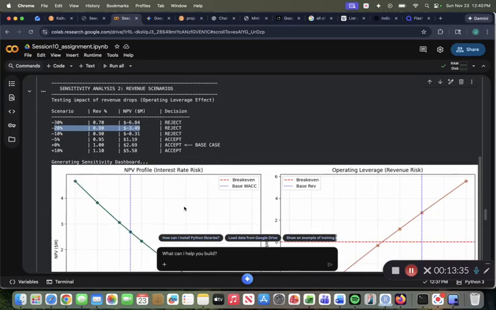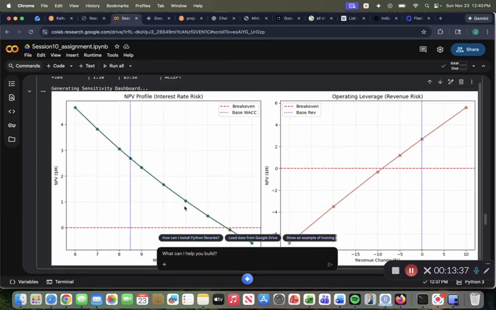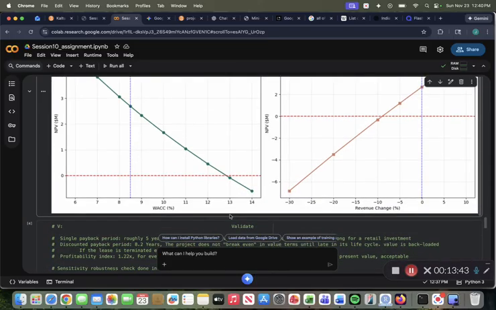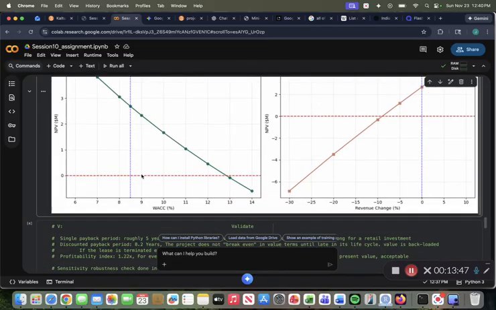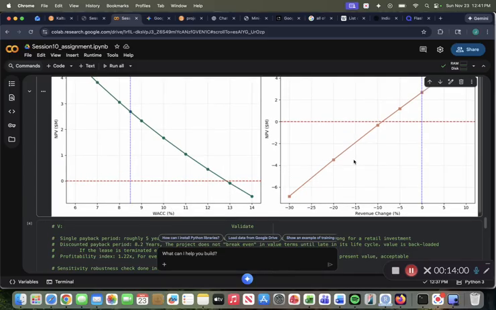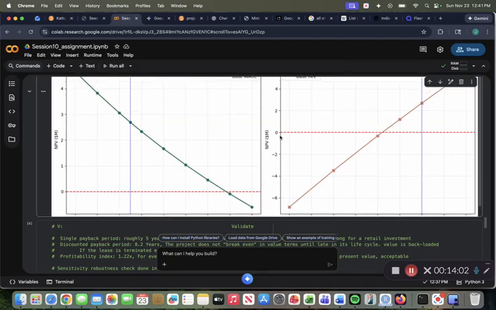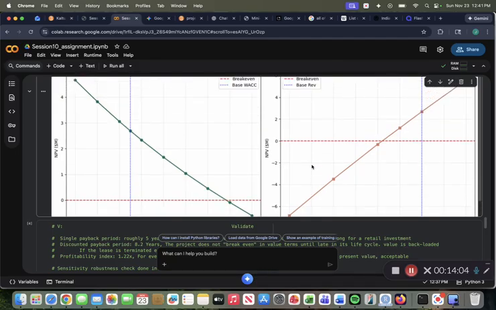So I also created some tables and graphs that show the correlation between net present value and the WACC, as well as the change in revenue. As we can see, there's a negative correlation between WACC and net present value: as the WACC increases, the net present value decreases. And as the revenue change increases, so as we get more revenue, our net present value will increase, which actually makes a lot of sense when we think about it.